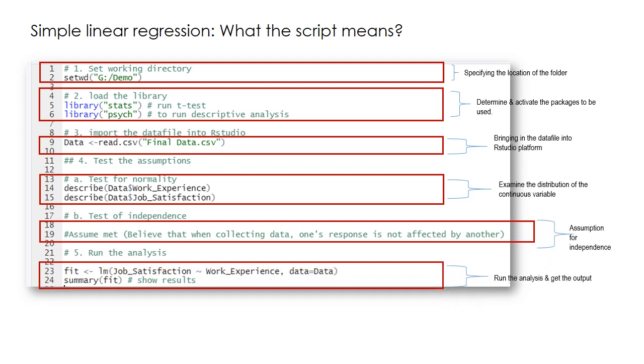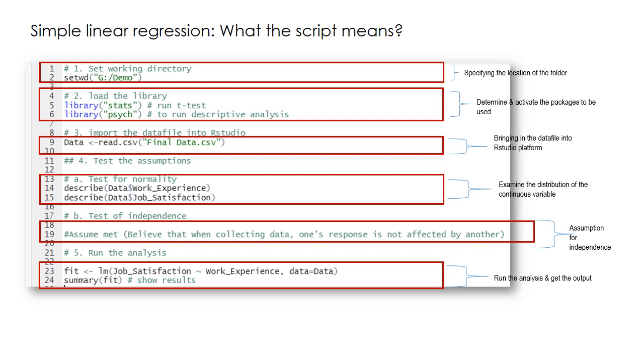So what we are doing is we are trying to fit. This fit, you can name it whatever you want, such as linear regression. And the LM means linear model. So simple linear regression, linear model. Please model job satisfaction as being predicted by work experience. So job satisfaction is the dependent variable, and work experience is the independent variable.